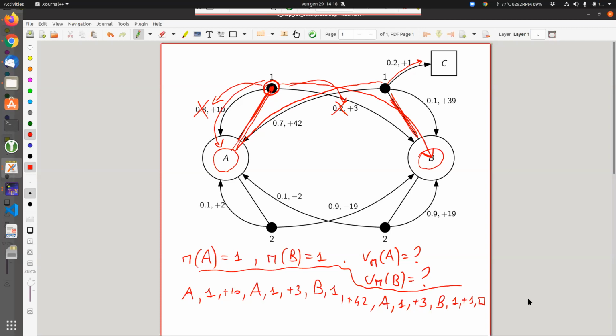So this is the episode. From this episode, I would compute the total return. That would be 10 plus 3, 13, 55, 58, 59. So the total return, what I call G, would be 59. I'm not using a discount factor, otherwise I would also have to put in a discount factor. And then I would say, okay, my estimate for the value of the state A is more or less 59.